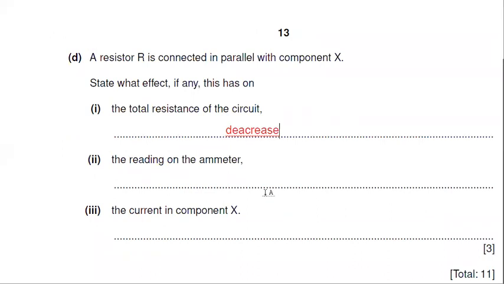The reading on the ammeter. Using Ohm's law, we said before that R is equal to V over I. When the R decreases, what will happen to the current? The current will increase. So here, we will say that the current, or the reading on the ammeter, will increase.